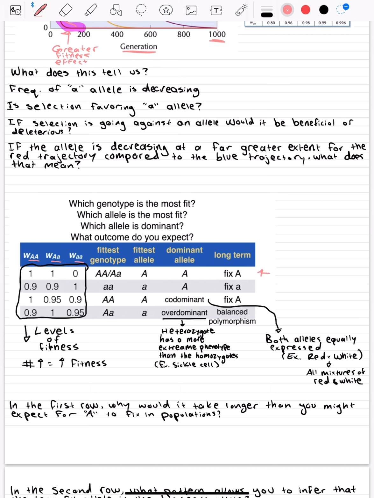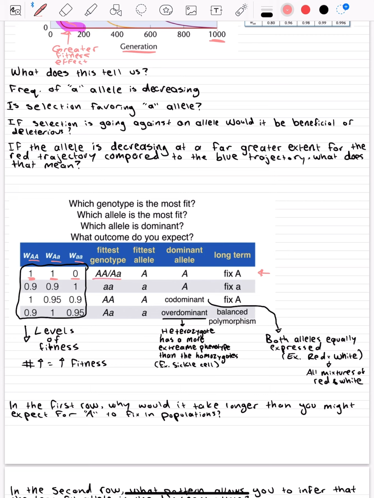For the first row, we see that the homozygous dominant has the highest fitness you can have. These numbers represent fitness. The higher the number, the higher the level of fitness, with 1 being the highest, equal to 100%. Homozygous dominant has 100% fitness, heterozygous has 100% fitness, and homozygous recessive has 0% fitness. So the fittest genotypes would be big A big A and big A little a, since they have the highest and equal fitness.